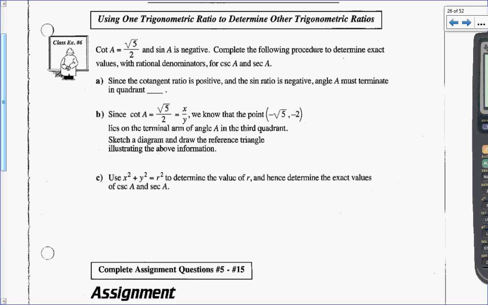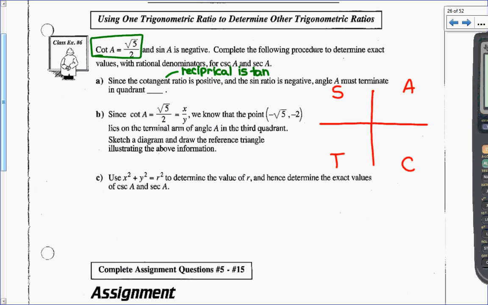First of all, as Mrs. Baker always says, we're going to draw this. If we know that all students take chemistry, let's look at what we do know. We know that cotan is square root of 5 over 2. Cotan is positive, in other words. Now what is its reciprocal? Tangent. Since the cotangent is positive and its reciprocal is tangent, that means if tangent is positive here, then cotangent would be positive there too, right?